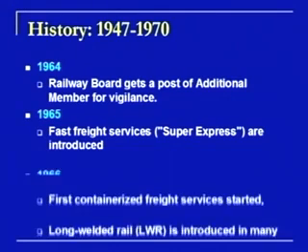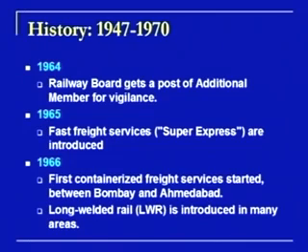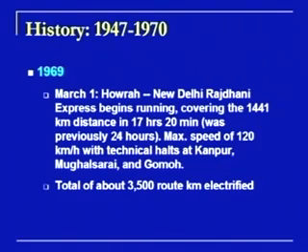Fast freight services were provided, and containerized freight services were provided between Bombay and Ahmedabad, and long welded rails were introduced in many areas. Instead of short rails of 13 meters length, we started using rails of much greater length, made by welding different rail sections. In 1969, the New Delhi Howrah Rajdhani Express started. It had a maximum speed of 120 kilometers per hour.